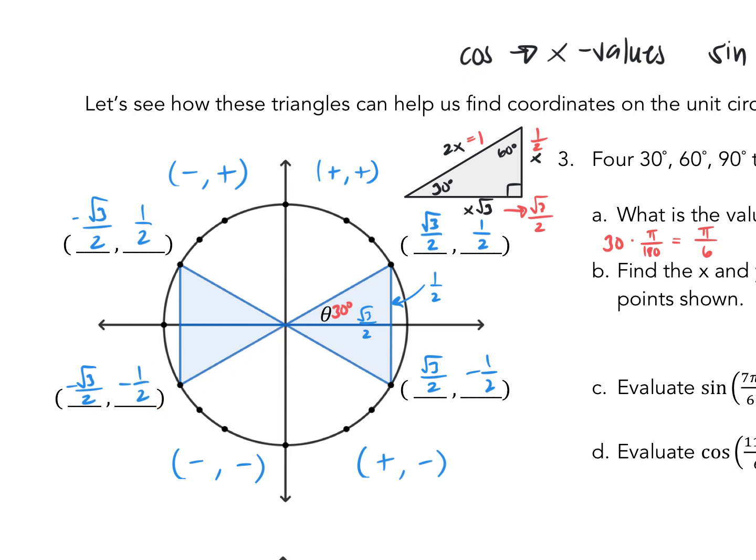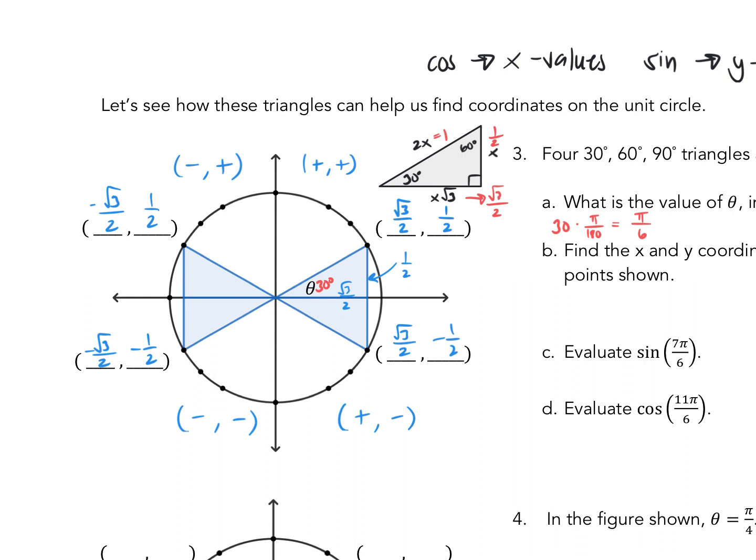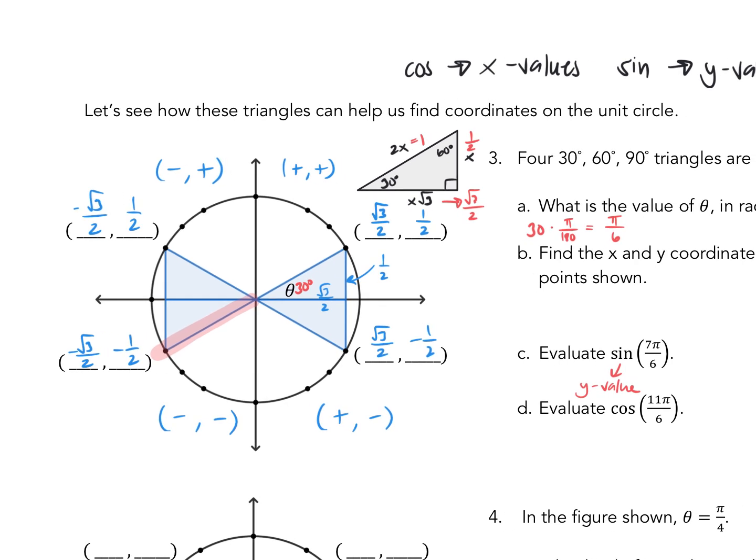So it's a little bit more than that, so I know that that's going to be that angle here. From this angle here, I'm going to color code this as red. That angle, it's asking us to evaluate the sine. Sine means I want to know what the y value is at that point, 7 pi over 6. Well, what's my y value at that point? Negative 1/2, right? So the answer to sine of 7 pi over 6 is negative 1/2.